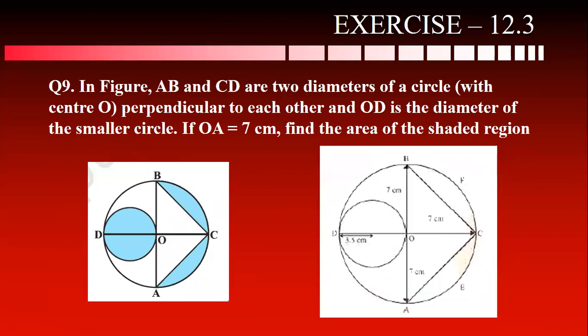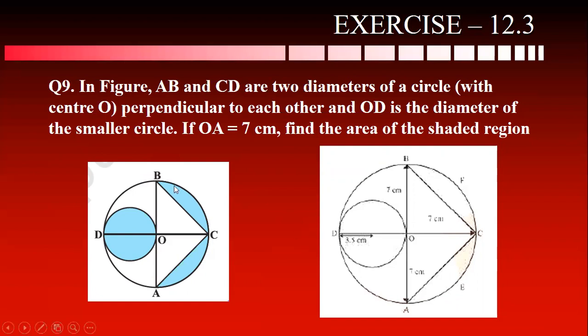Now moving on to ninth question. In the figure, AB and CD are two diameters of a circle with center O perpendicular to each other, and OD is the diameter of the smaller circle. If OA equal to 7 centimeter, find the area of the shaded region. So this is the figure given to us.